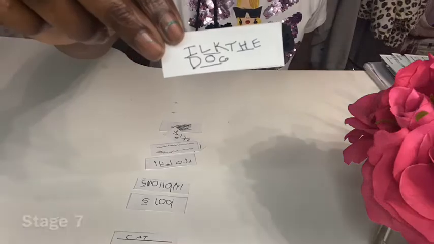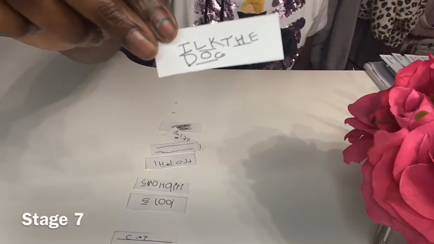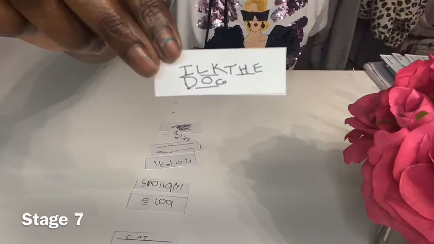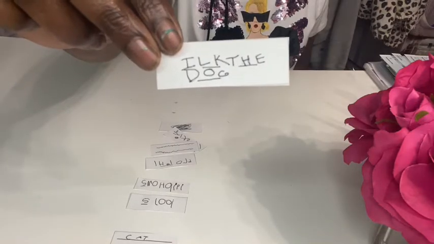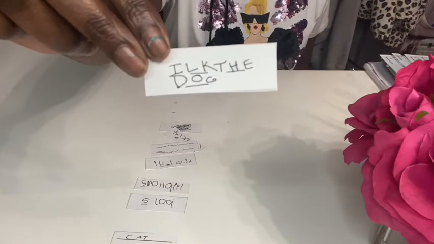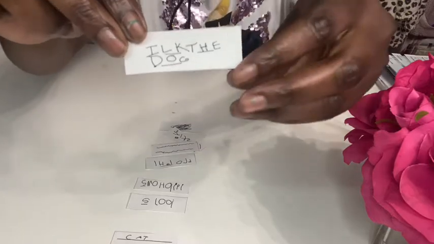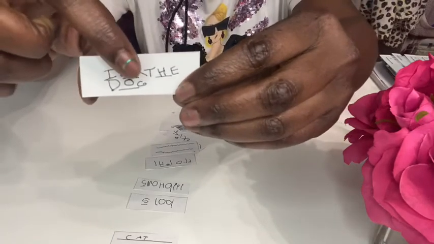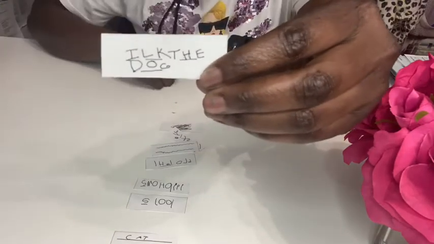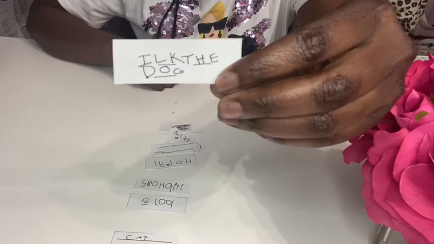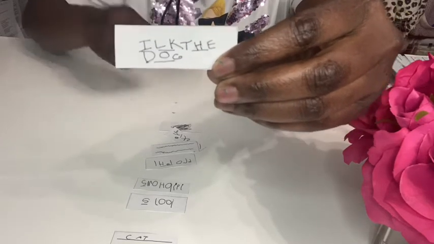Stage 7, different ways to represent the sounds in words. The first letter of a word, or the beginning or ending sounds, which represent the entire word. So you can see here it's supposed to say, I like the dog. It's the sound of the L and the K, but it's not the word.